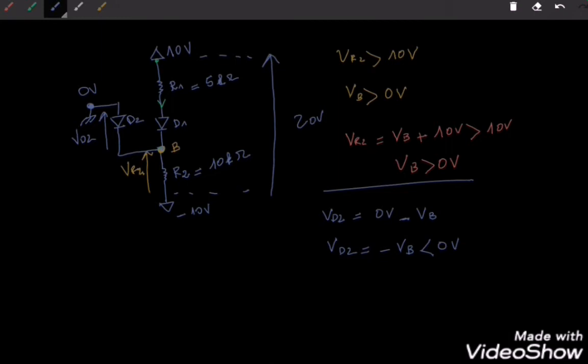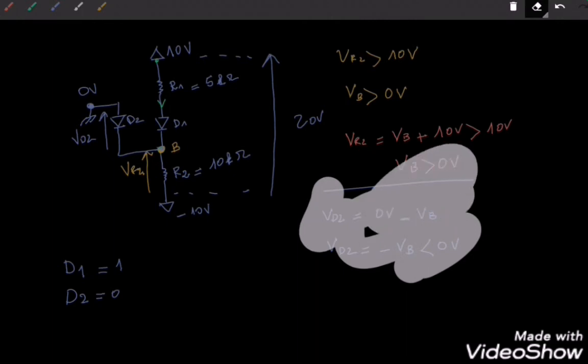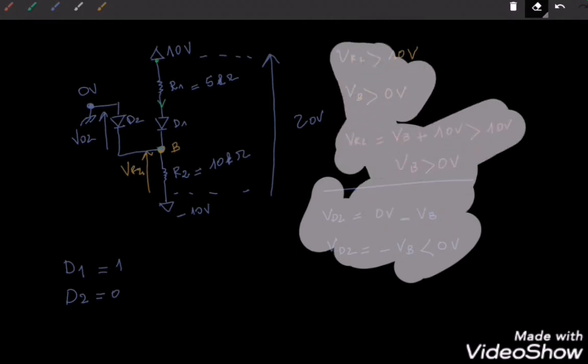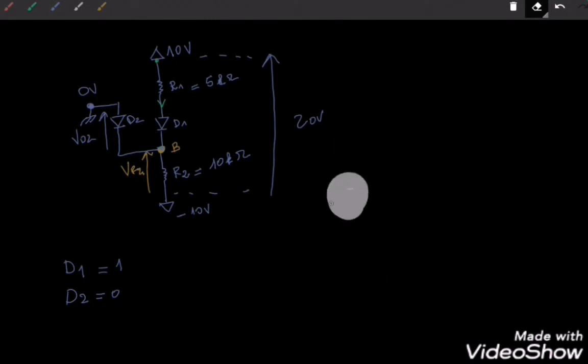So now, our conclusion from this analysis is that D1 conducts and D2 is blocked. However, it is a good idea to see if the math will work out, if this assumption is valid. In order to do that, I will calculate the current through this diode. But first, let me draw the equivalent circuit that is equivalent to this condition.